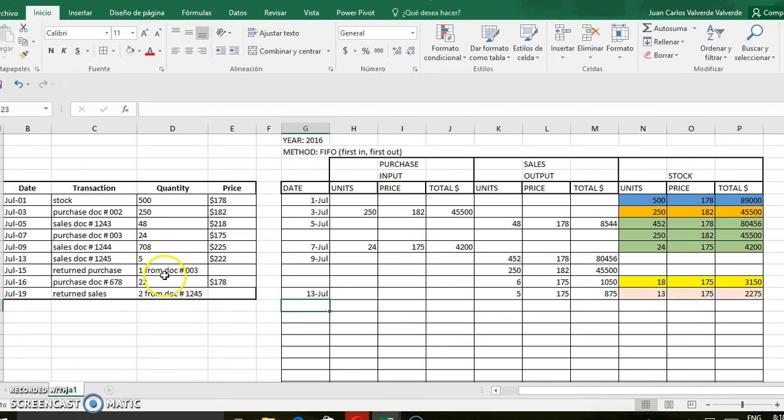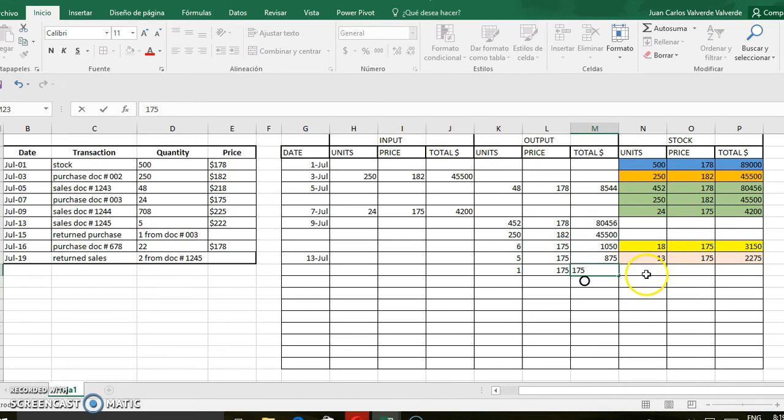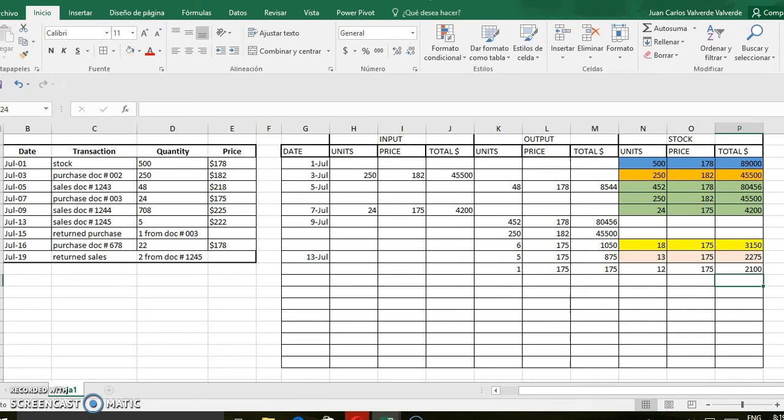So it says return purchase 1, okay, 175 is the same, 175, and here the new stock is 13 minus 1 is 12, 175, and we multiply again. 12 times 175, okay, and we got $2,100.